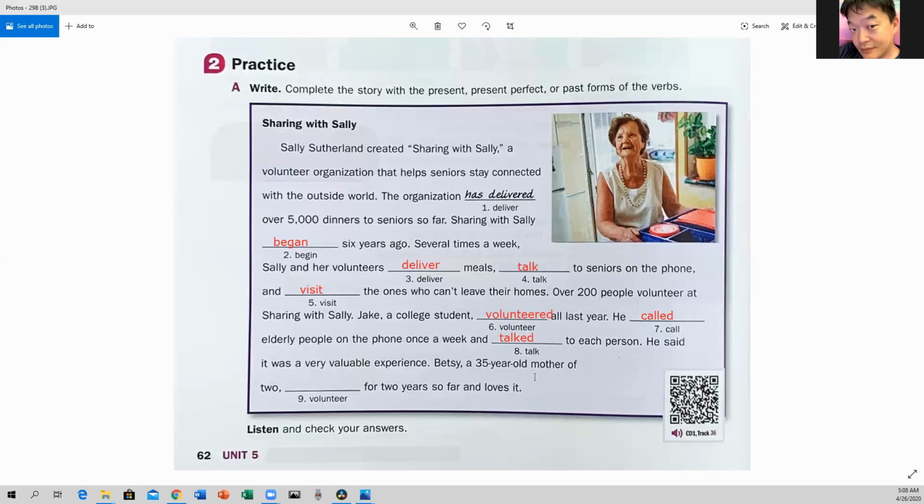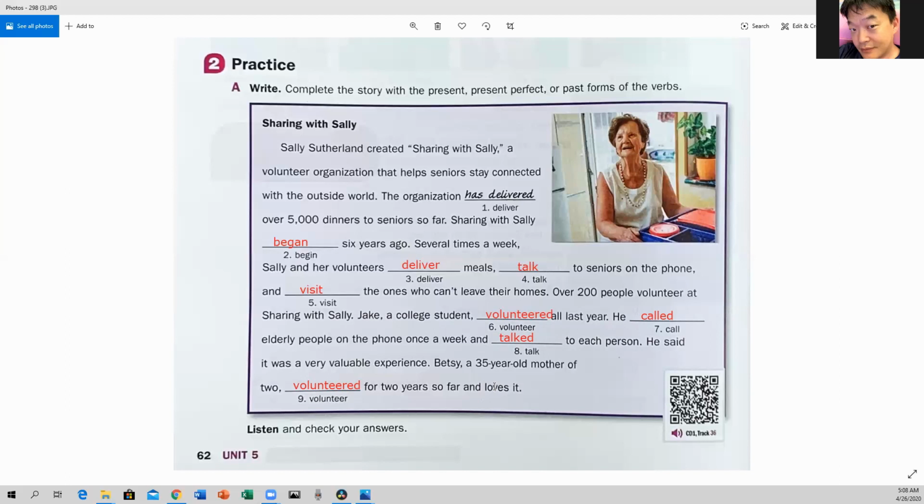Betsy, a 35-year-old mother of two, volunteer, again, simple past. Volunteered for 2 years so far and loves it. Okay? I know it's sometimes kind of complicated, but I hope you got the spirit of it. We're going to continue to practice.